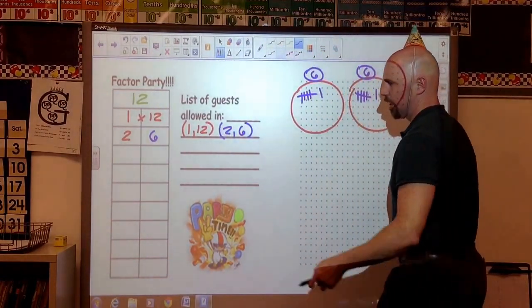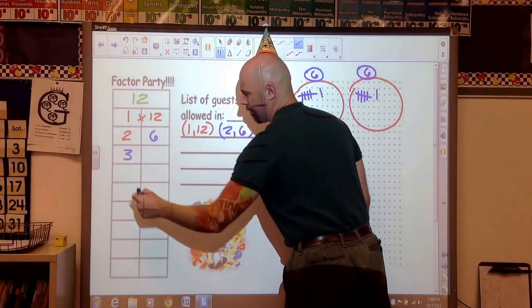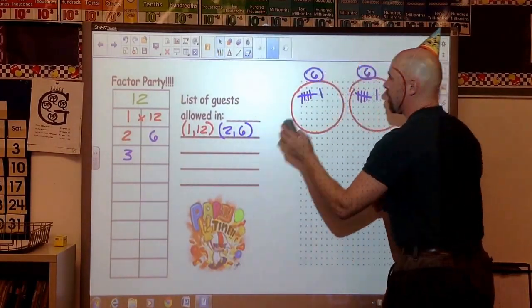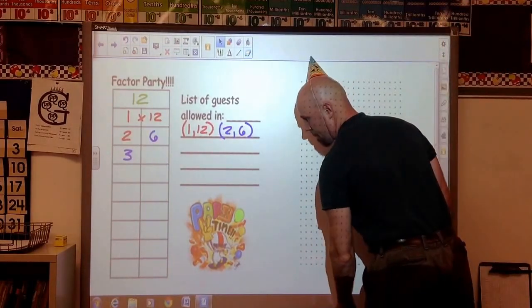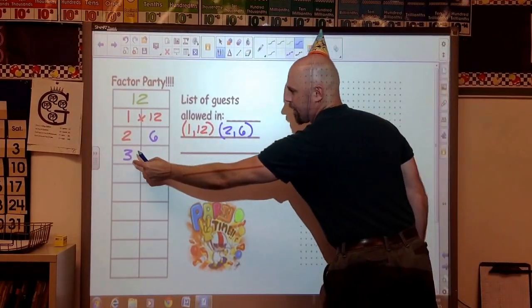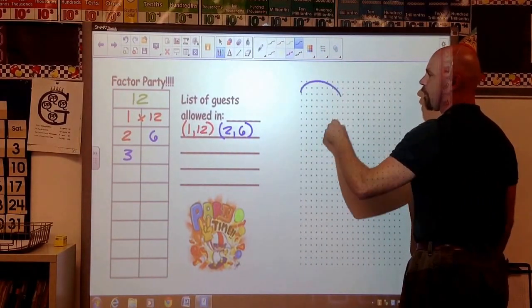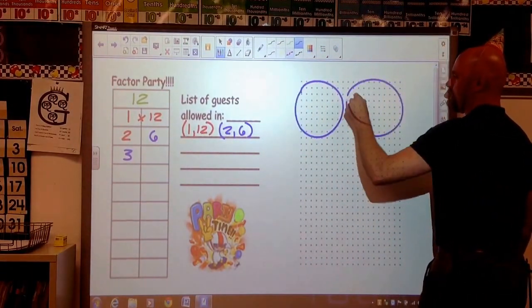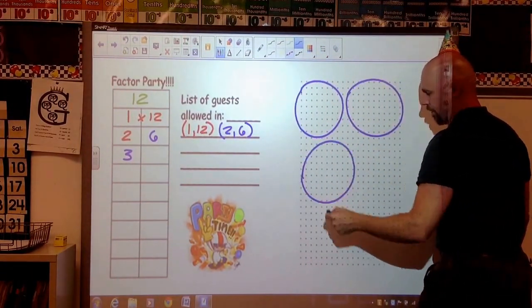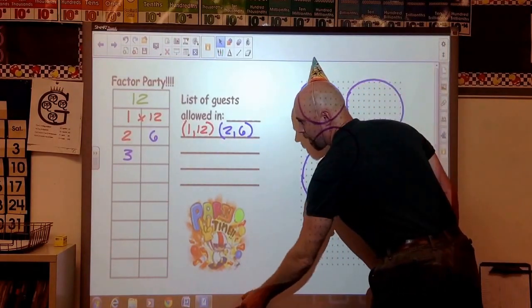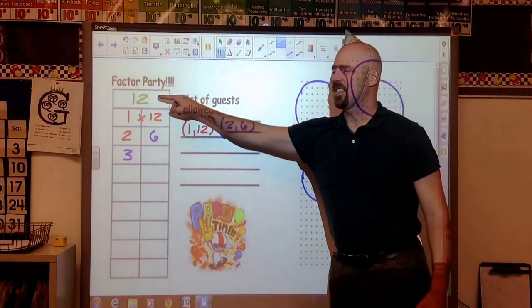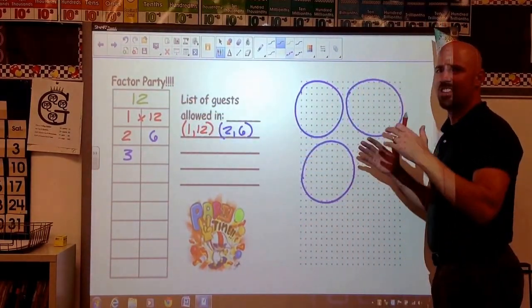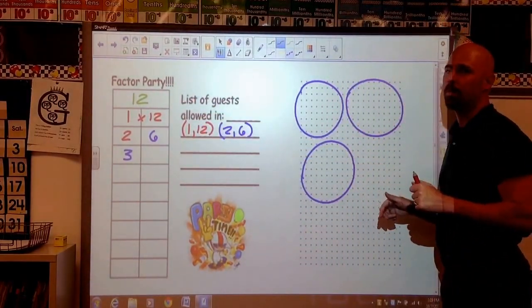All right, let's try 3, because we knew 3 worked. Let me erase my bubbles here. And 3 tells me I need to make 3 bubbles. 1, 2, 3. 3 bubbles. And I'm going to keep putting tally marks in these bubbles until I get to 12 total tally marks, and then I'll see, do I have the same number in each bubble?